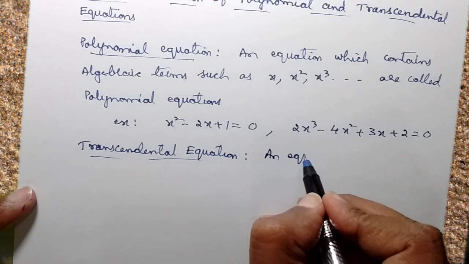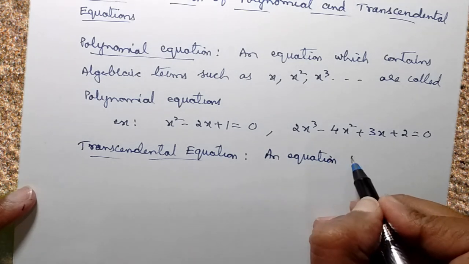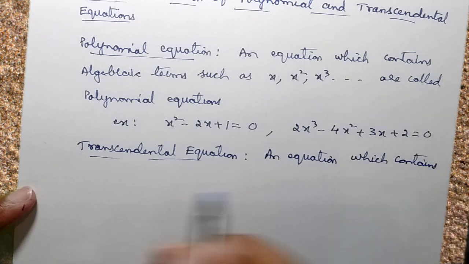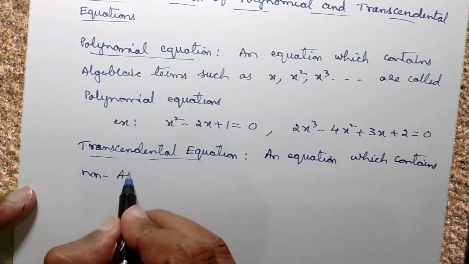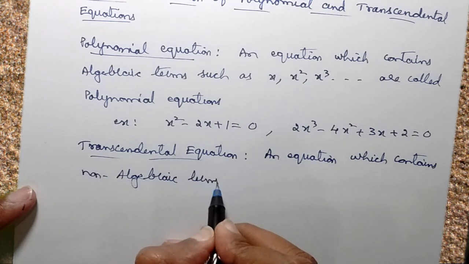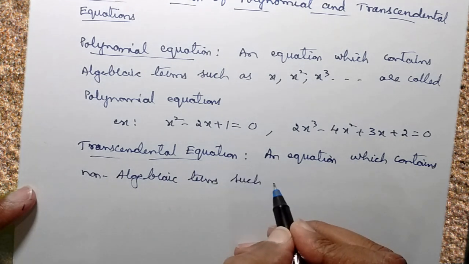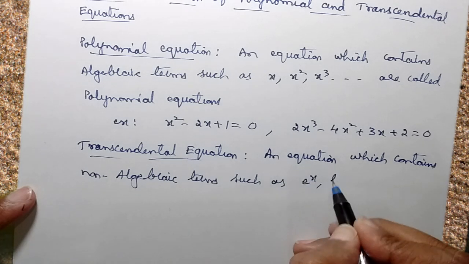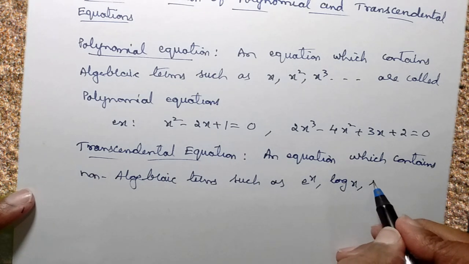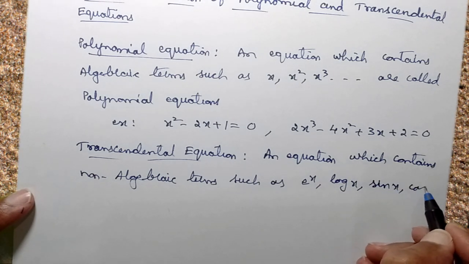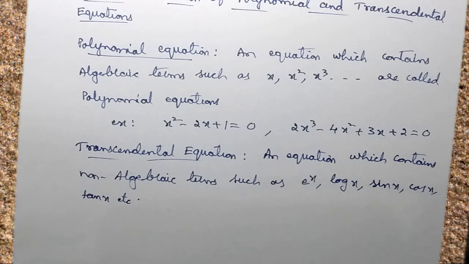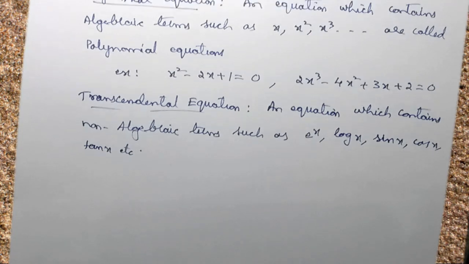This is an equation which contains non-algebraic terms. Non-algebraic terms such as an exponential term, a logarithmic term, or trigonometric terms like sine, cos, tan, whatever trigonometric terms you take. This type of equation is called a transcendental equation.